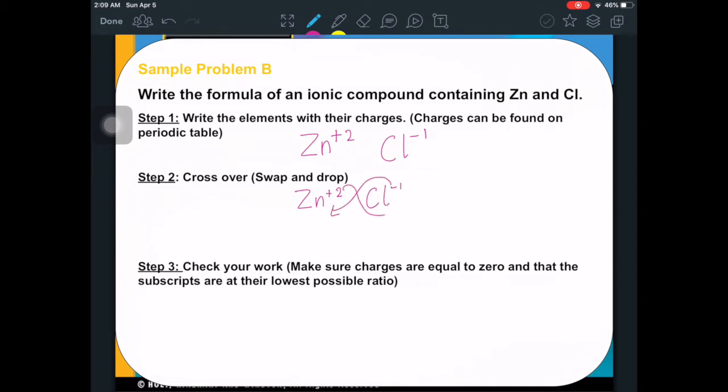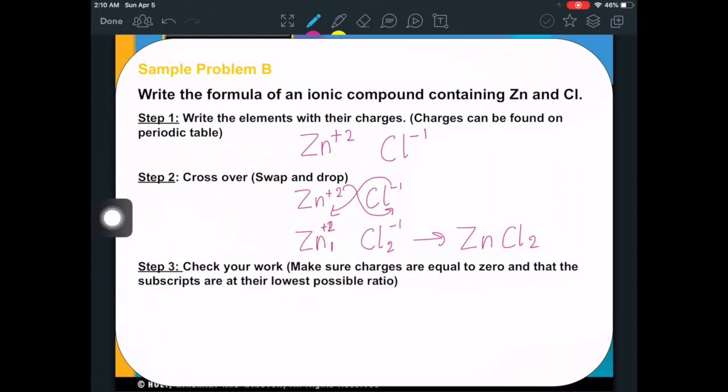There we go. So now I know that I have 1 zinc atom and I have 2 chlorine atoms, right? Makes sense. Which means that this is going to actually end up looking like this, ZnCl2. Remember, whenever there's a 1, we don't represent the 1. We just pretend it doesn't exist.